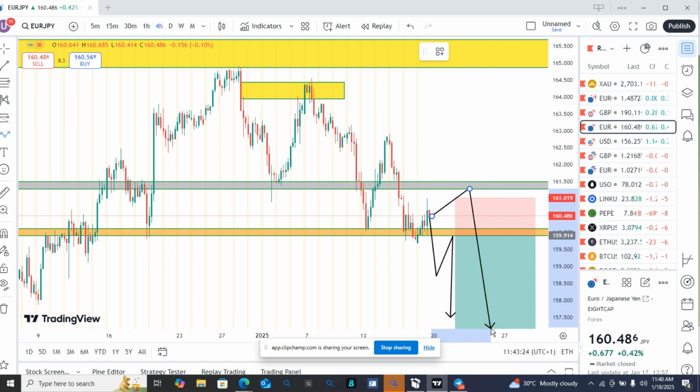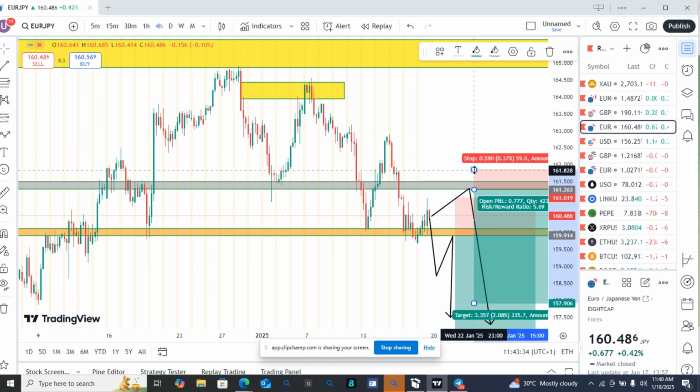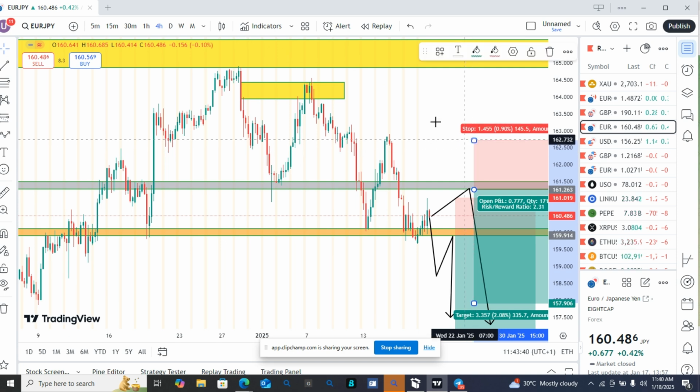All our interest on this pair is doing what? Sell, sell, sell, because the price is doing what? Moving down. The price is bearish, both on a higher time frame. So these are possible ways we can pick up our entries on this pair, Euro JPY.